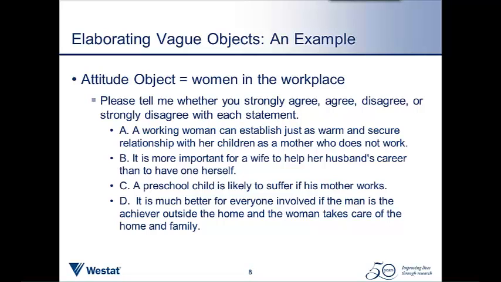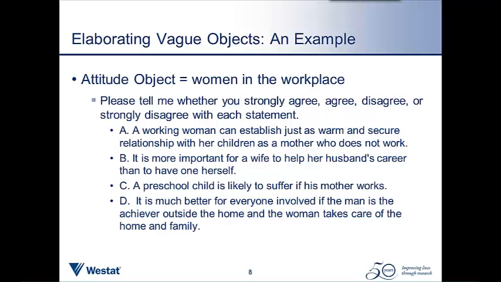And the third area is what is the impact on the young child, and is this child going to suffer if the mother goes back to work? And then finally, the last dimension of this is about the woman's role in the home. It's better for everyone in the home if the man is the one achieving the income outside of the home and the woman's taking care of the home and the family. So you can see with this attitude object, it really cannot be defined by a single question, and it's better to measure it on multiple dimensions.